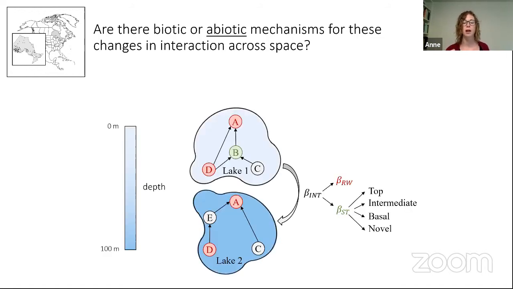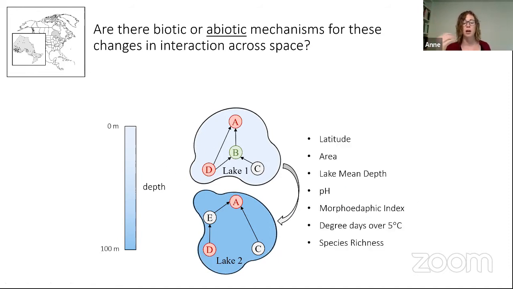To focus on the abiotic mechanisms, you can come up with different hypotheses for why different abiotic mechanisms might drive these things. If we take depth, maybe Lake 2 is much deeper than Lake 1. And so you just get a separation in space between A and D. A can't consume D because it prefers a different habitat than in Lake 1.